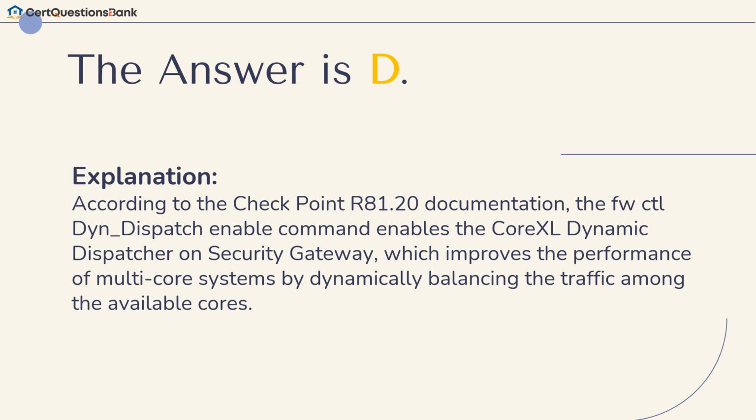According to the Check Point R81.20 documentation, the FWCTL dynamic_dispatch enable command enables the Core XL dynamic dispatcher on Security Gateway, which improves the performance of multi-core systems by dynamically balancing the traffic among the available cores.